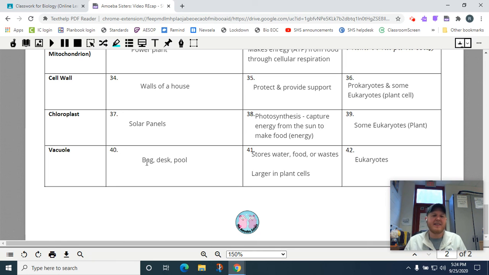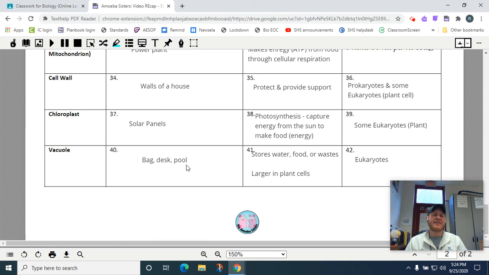So we compare this to things like a bag. Someone said a desk in class, because desks hold things and store things. I think it kind of looks like a pool in the plant cells because it's so big.